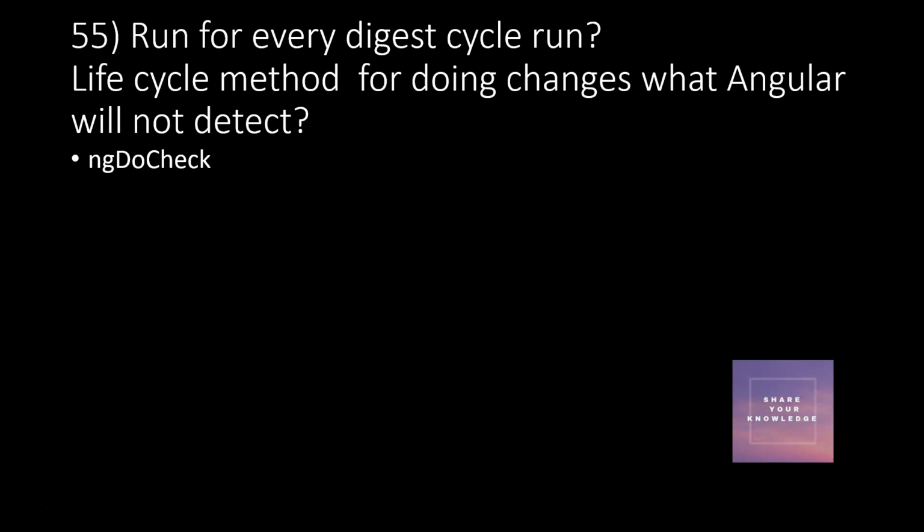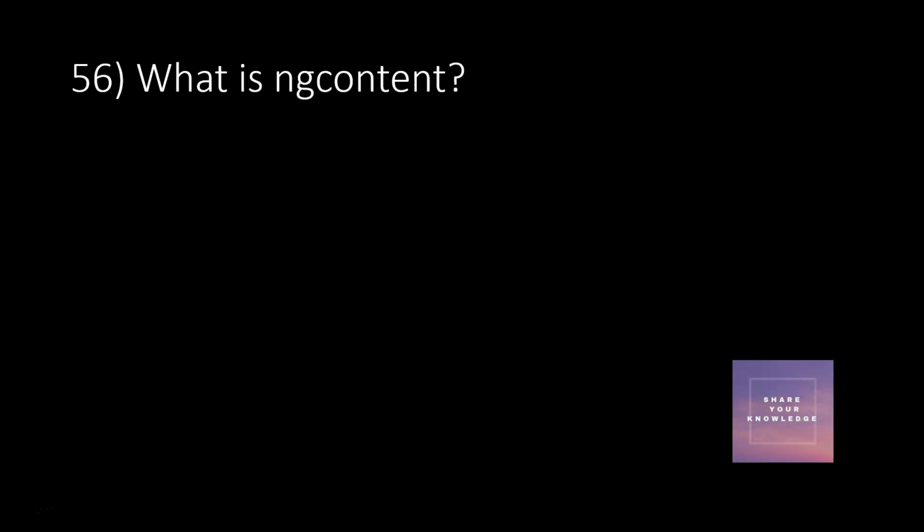Maybe take the value from the view and change it in the class. Okay. You can do that change manually. You can manually set the value whenever you feel that the digest cycle is run. Okay. So let's move to the next question.